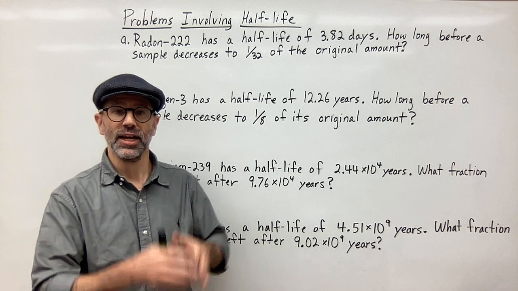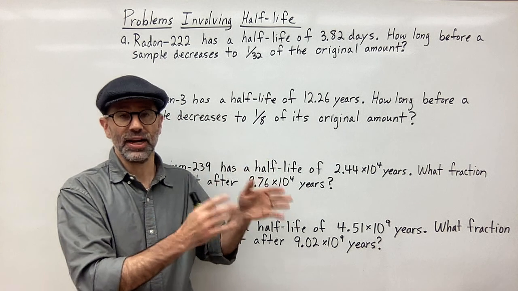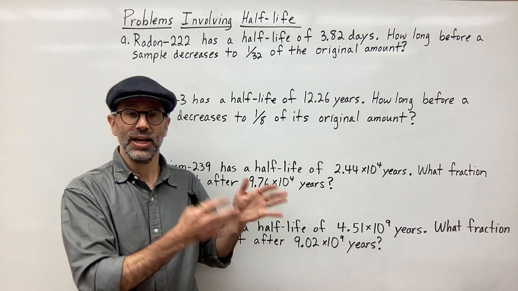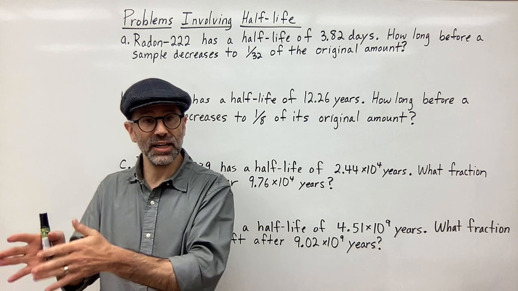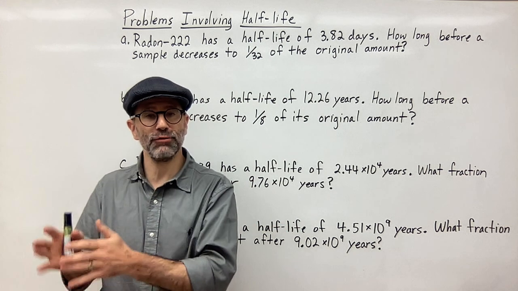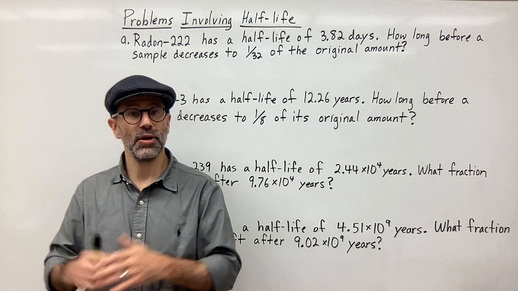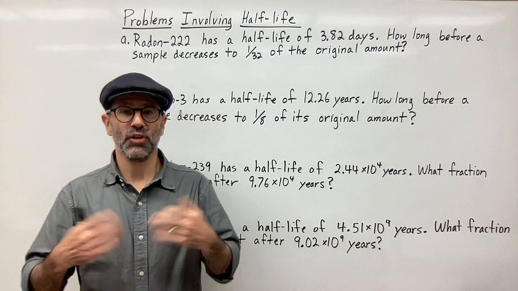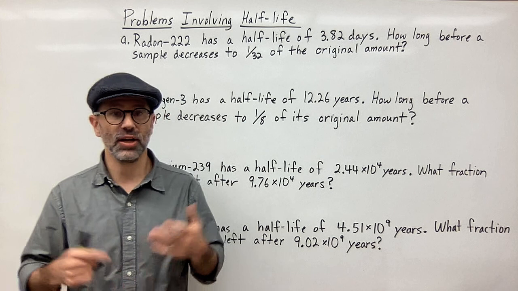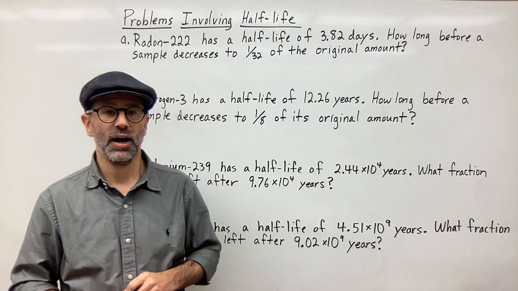Same thing if I know the amount I'm starting with and I know I have five half-lives: to find the ending amount, the amount that's left after five half-lives, I'm going to divide the sample five times by two. Okay, so that's basically the gist of your half-life problem.